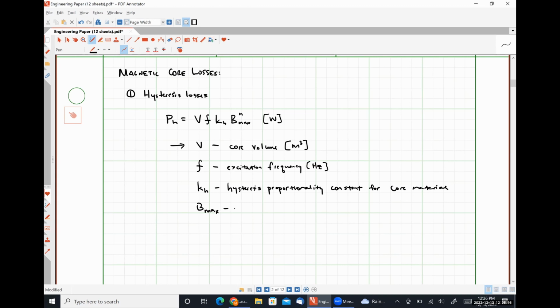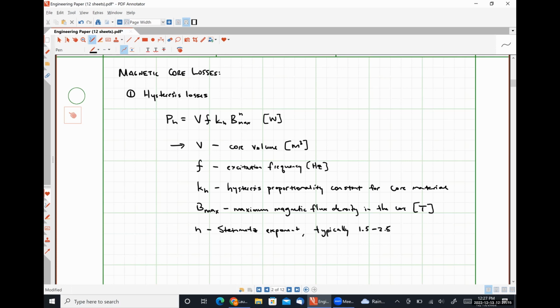B max is the maximum magnetic flux density in the core, measured in Tesla. And N is the Steinmetz exponent, and it is typically 1.5 to 2.5, depending on the material. We will assume that N is equal to 2 if we don't know the value. So 2.0 is a good place to start estimating the behavior in the middle of the range.